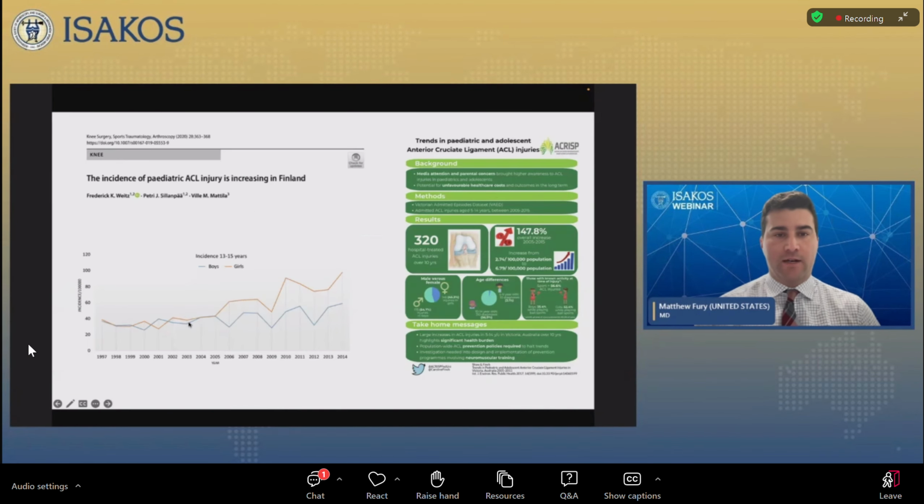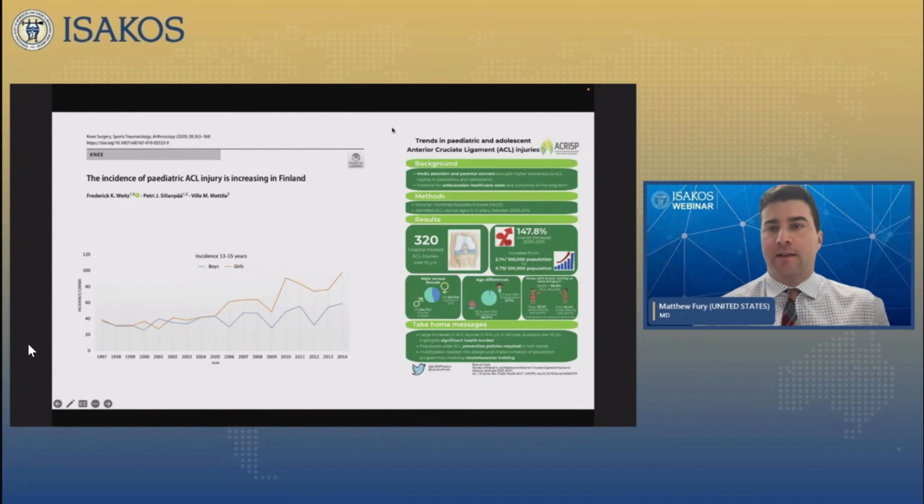And so, as Eduardo had mentioned, the incidence of pediatric ACL injuries is rising worldwide. This graph on the left shows a study that was performed in Finland, showing this year-to-year increase in the incidence of ACL injury. And also on the right side, you can see this graphic from Australia showing a similar increase.